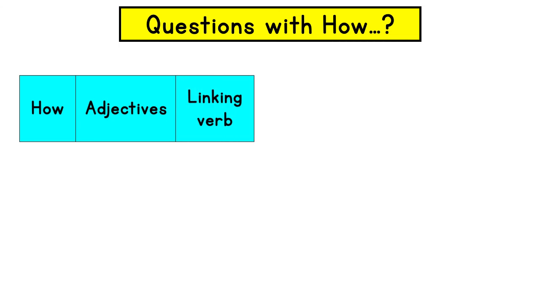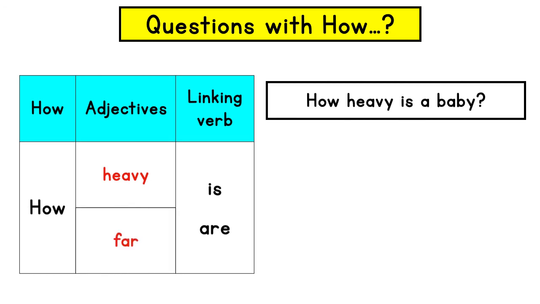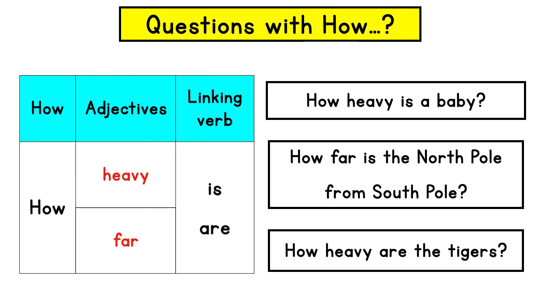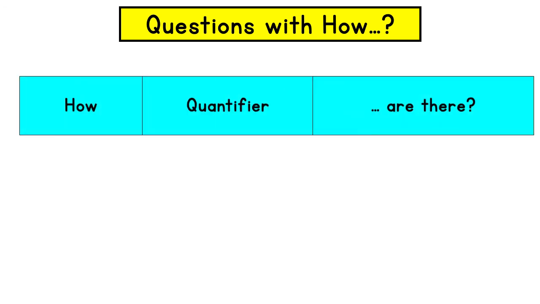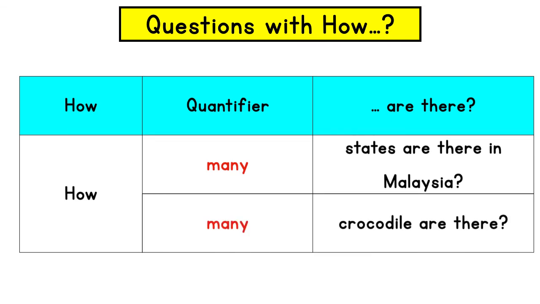Next, to ask about facts: how heavy is or are, or how far is or are. For example, how heavy is a baby? How far is the North Pole from the South Pole? How heavy are the tigers? Are, because tigers is in plural. To ask about quantity, it's the same thing: how, quantifier, your idea, and are there. For example, how many snakes are there in Malaysia? How many crocodiles are there?